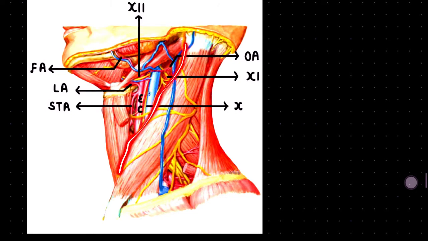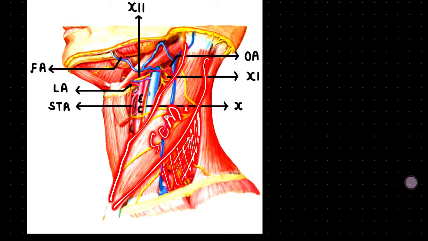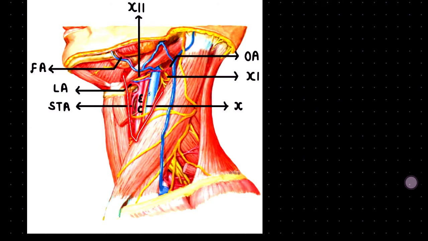Now let's see this region. This muscle is the sternocleidomastoid muscle, right? Backward to it is our posterior triangle, and at the front we have the anterior triangle. In this anterior triangle we are talking about this, our carotid triangle. Now in this carotid triangle, what can we see?